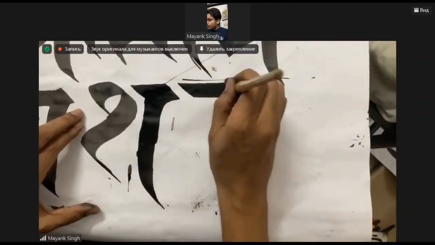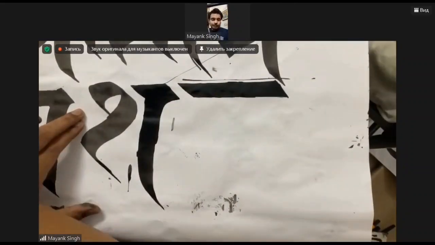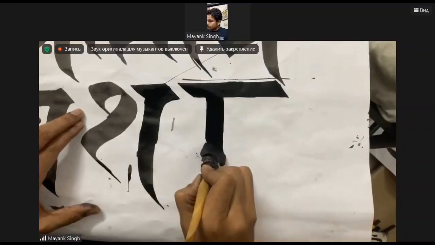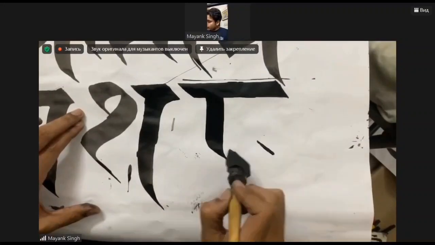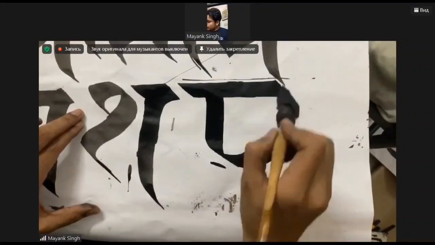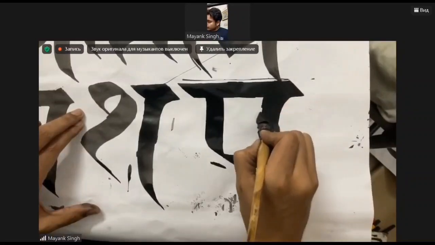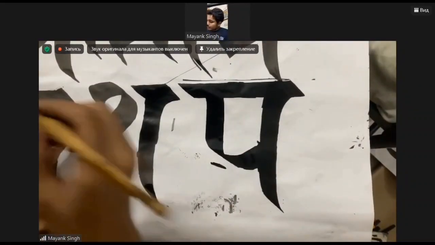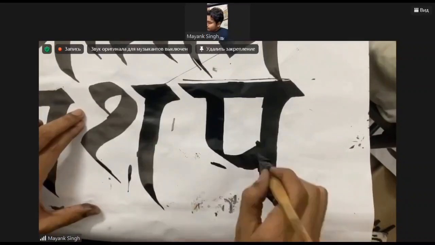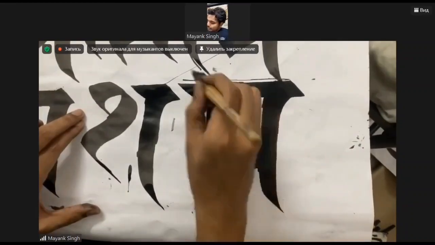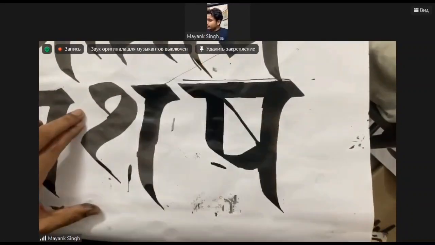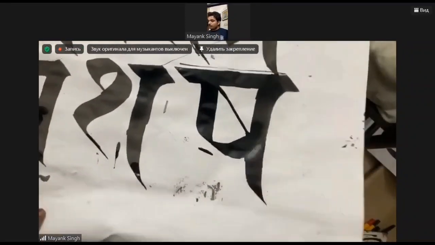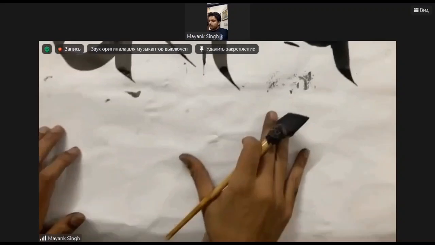Shatkon Sha is similar to Pa. You make Pa and then from this corner, you need to connect it like this with a thin line. This becomes Shatkon Wala Sha.